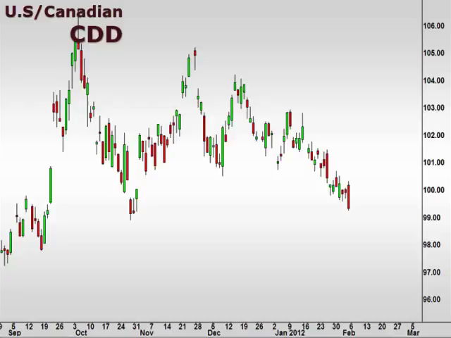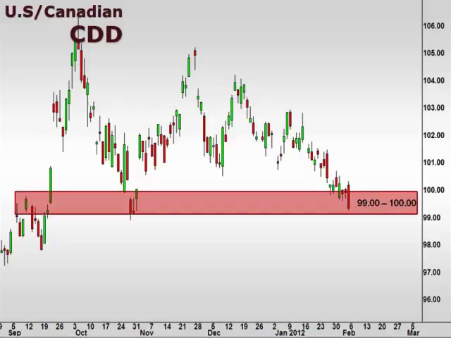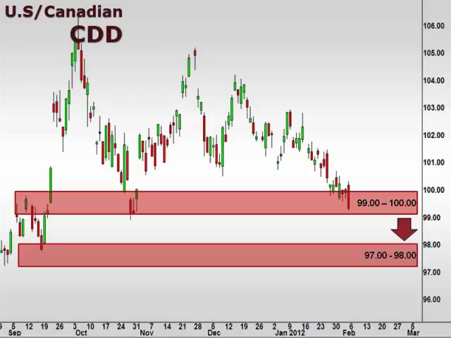Next up, the CDD, the U.S. versus the Canadian dollar. Well, the CDD drops deeper into the 99-100 support zone. Now, we need to see a break back above 100 to lend credibility to a move higher. Failure to hold support at 99 opens the window for a continuation lower towards this 97-98 focal zone.